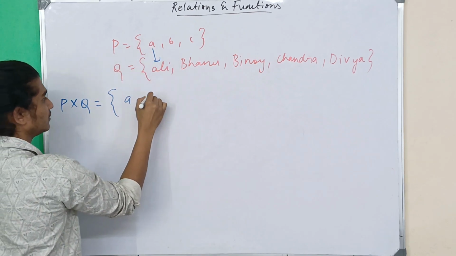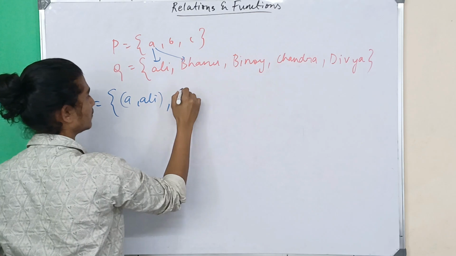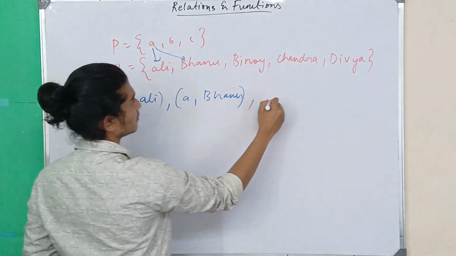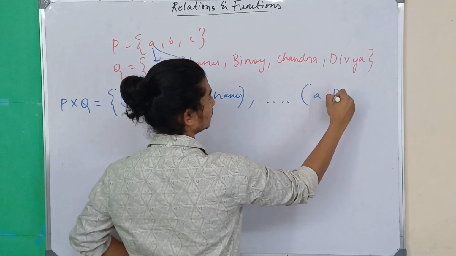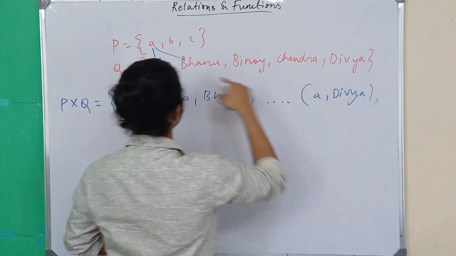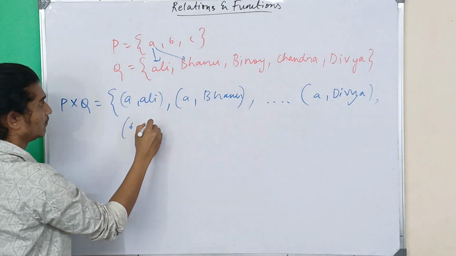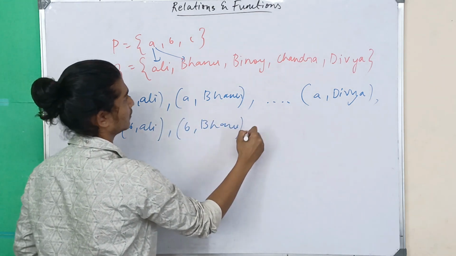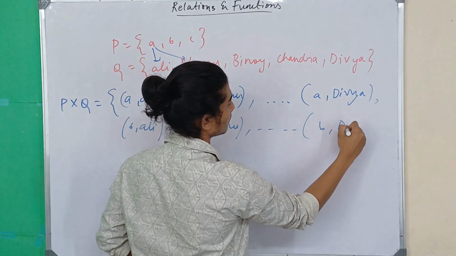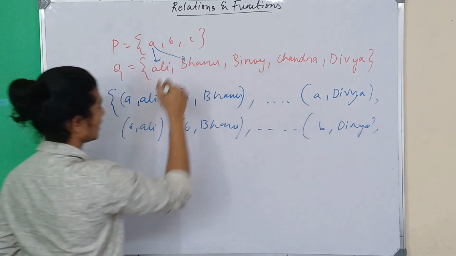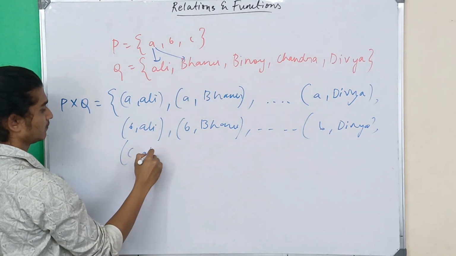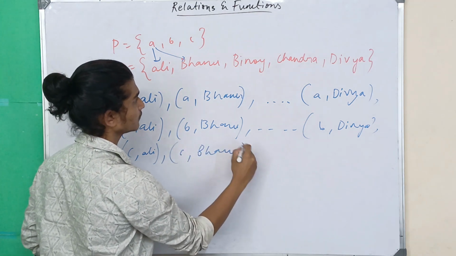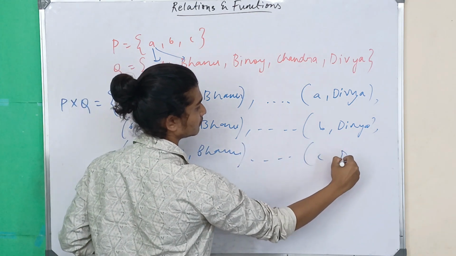So A into Ali, A into Banu, so A Banu, and so on. A Divya. Next B Ali, B Banu, and so on. B Divya. And the last one is C Ali, C Banu, and so on all the way up to C Divya.